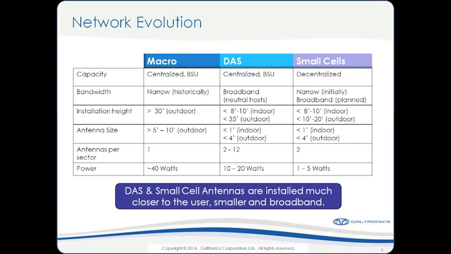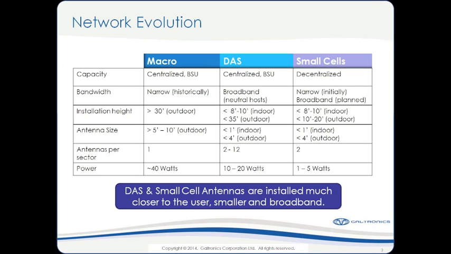When you look at DAS installations, we now have these radiators installed within a few feet of the user, at heights of around 8 to 10 feet for indoors, or on utility poles of less than 35 feet. So the antenna is much closer to the user, and the acceptable size of the antenna from a visual impact standpoint is on the order of less than a foot for indoor or less than 4 feet for outdoor, and the 4-foot restriction is coming from the desire to locate these antennas inside of the comm zone, which is actually below the telephone wires.